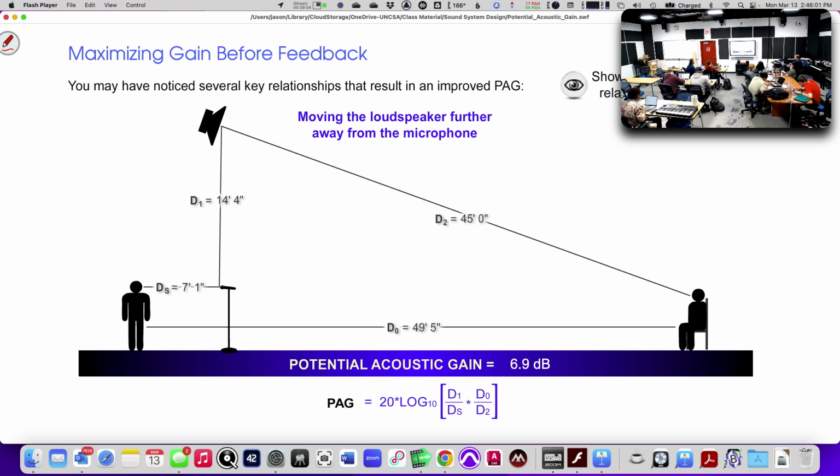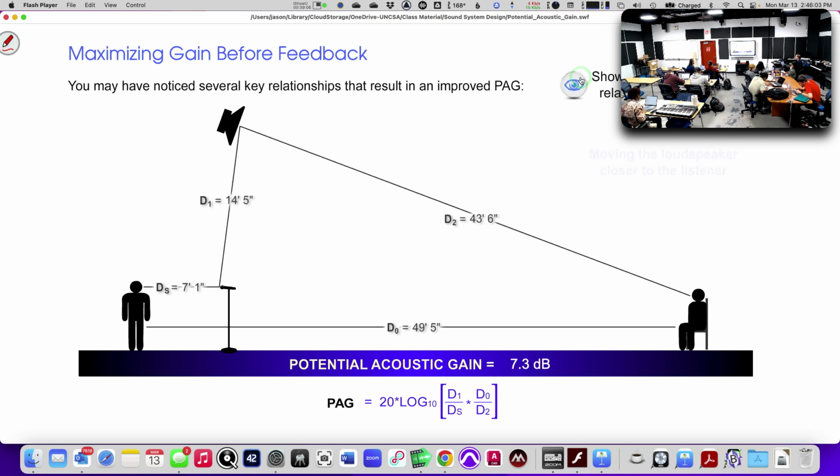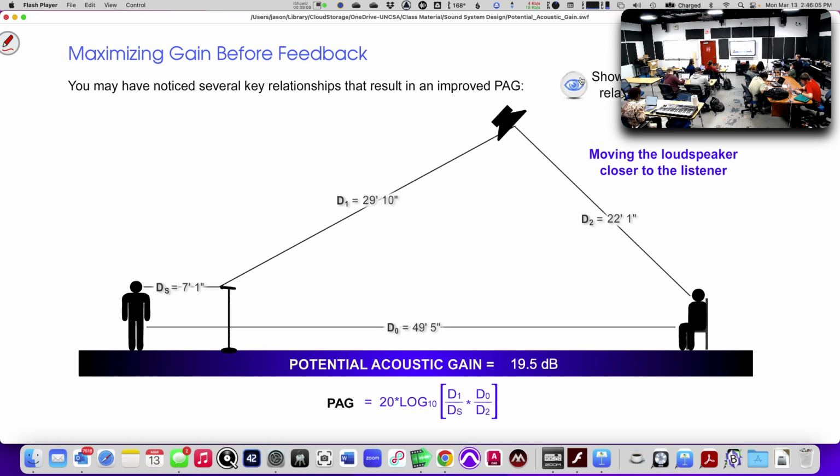The next relationship is if you can move the loudspeaker closer to the listener, gain goes up. Why? Because now you've created less air for that sound to go through before it hits the listener. Therefore, it hits the listener louder. And if you can do that while also getting it farther away from the microphone, then it's a double whammy, right? Because getting it farther away from the microphone, gain goes up, but if you can also get it closer to the listener at the same time, you get to add that twice.